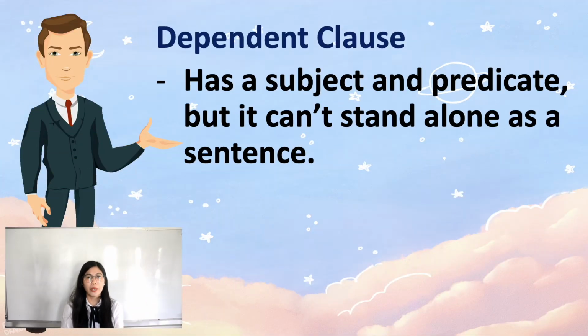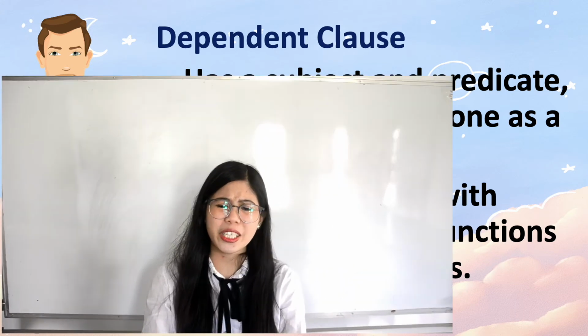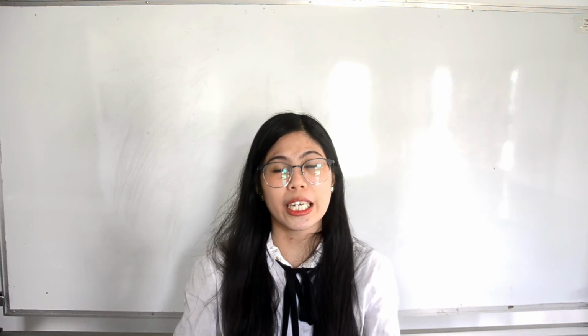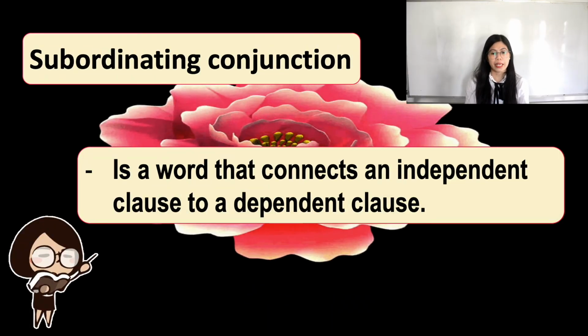Now what is a dependent clause? Dependent clause has a subject and predicate, but it cannot stand alone as a sentence, meaning it does not express a complete thought. And dependent clause usually begins with subordinating conjunctions or relative pronouns. So what do you mean by that? When we say subordinating conjunction, it is a word that connects an independent clause to a dependent clause.